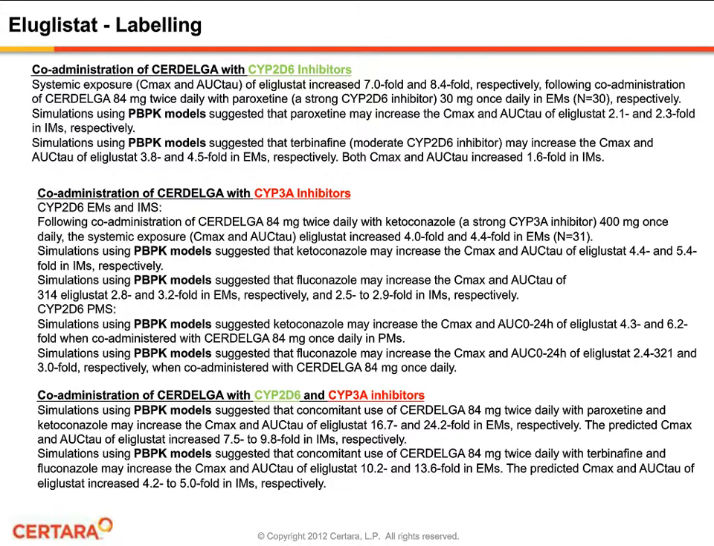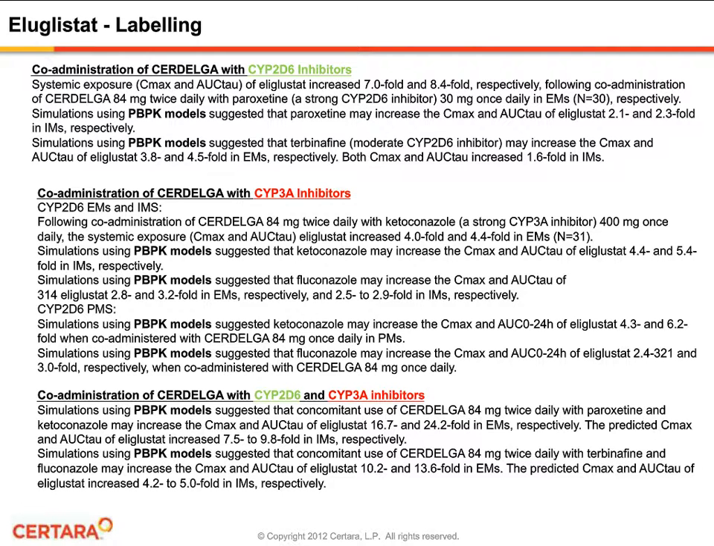So what I'm going to do now is show you an example of eliglustat, and this is the actual wording that was taken from the PBPK label, and you can see here co-administration with CYP2D6 inhibitors, and it describes the clinical study that was done, and then it describes the PBPK models and how they were used to indicate how the PK of the eliglustat may change in CYP2D6 EMs and IMs.